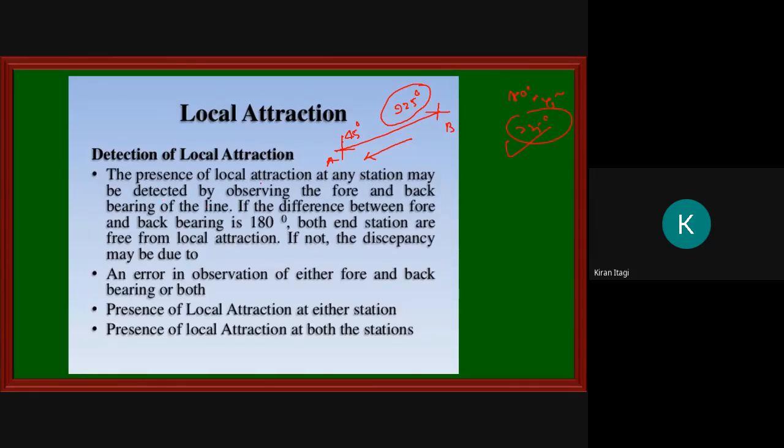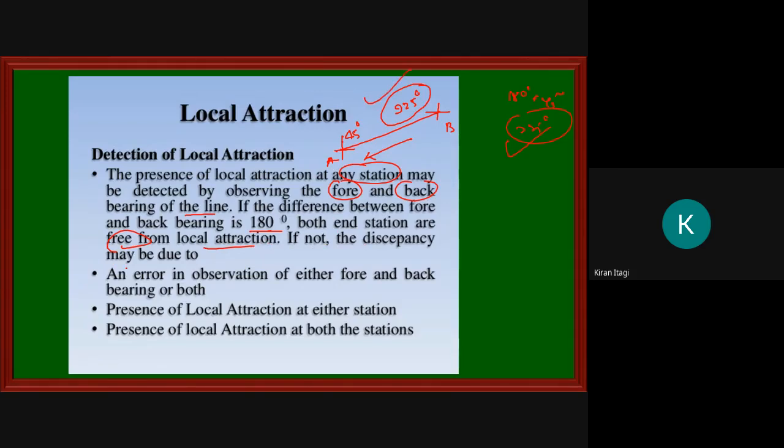The presence of local attraction at any station may be detected by observing the forebearing and back bearing of a line. If the difference between the forebearing and the back bearing is 180 degree, both the stations are free from local attraction. Means if you are getting 225 degree, it is correct.